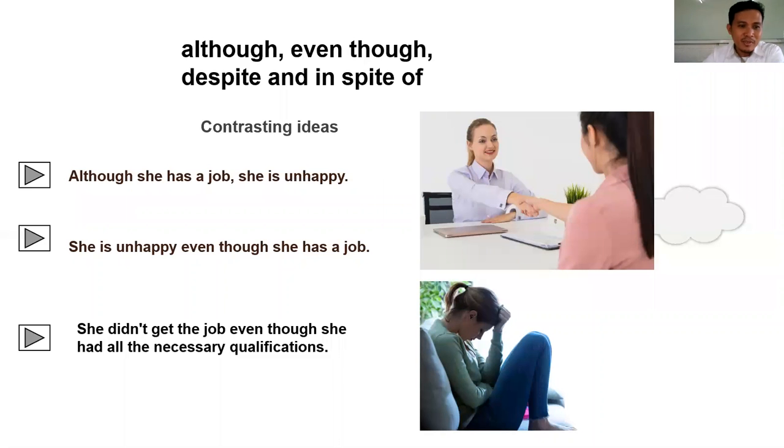What about number two? She is unhappy even though she has a job. Which one is even though? Okay, this is even though. And what is coming after even though? Yes, she has a job. She is a subject, right? Has is a verb, and then a job. So she has a job is a clause.